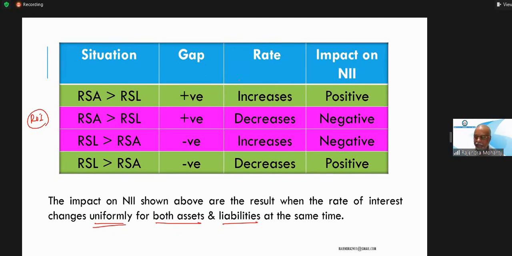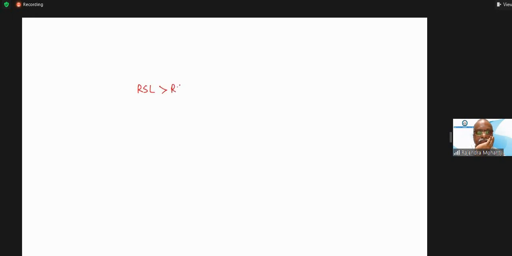NII? No, increasing. What you are telling, I couldn't answer. You tell me, what is your position? Sir, if the RSL is greater than RSA, rate of interest for NII is increasing. Is it, sir? No. First, your position, this position is correct. Now tell me, see, this position is what? This gap is positive or negative?